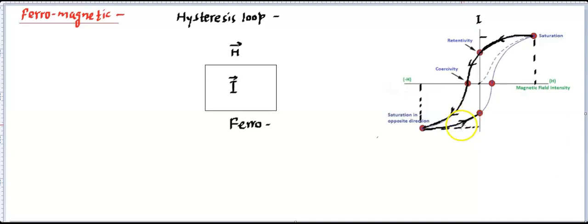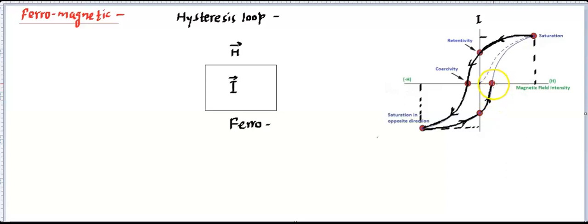And when you make H 0 again, you'll find this much amount of magnetization remains in the opposite direction. So that's also known as retentivity. We can say retentivity is the amount of magnetization that a ferromagnetic material retains even if H, the applied field intensity, is made 0. And then after this point we make H positive and increase it. If you increase H in the positive direction, then I is going to increase again rapidly.